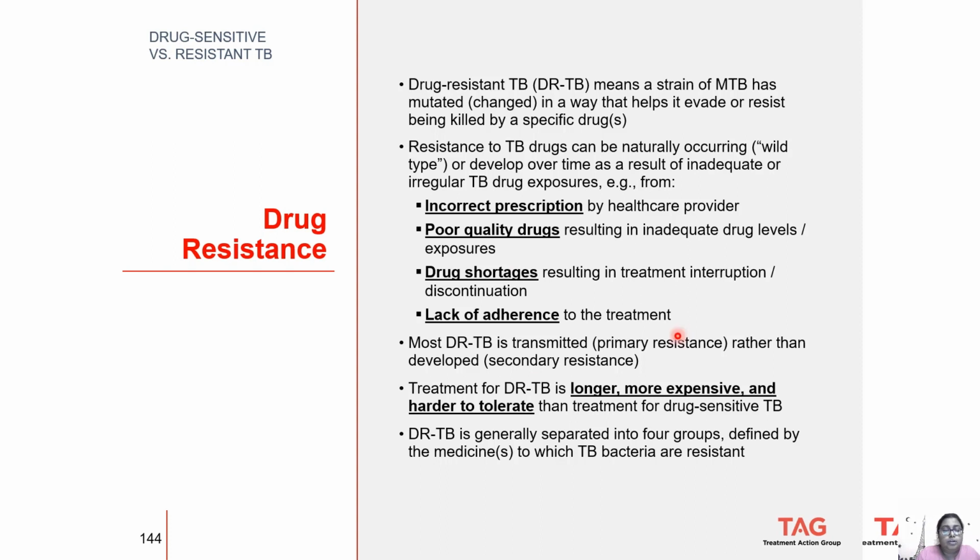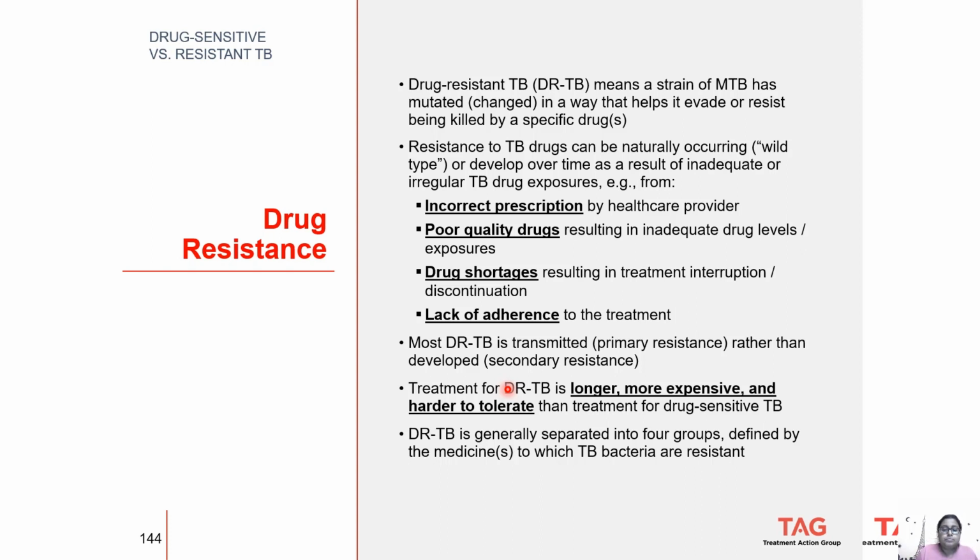Okay, so most drug resistant TB is transmitted rather than developed. So it's transmitted rather than you developing it yourself. And treatment for DRTB is longer, more expensive and harder to tolerate than treatment for drug sensitive TB. Isn't that obvious? Because drug sensitive TB can be easily countered: you'll take drugs, you'll complete the dose and you'll be fine. But if the bacteria in your body is not being subdued by the drug or the antibiotic that you're taking, then it's much more expensive and very hard to tolerate, and it's a bunch of new problems for the patient.